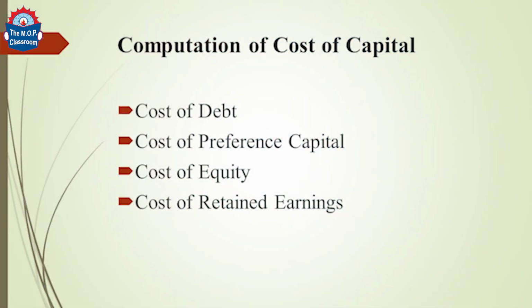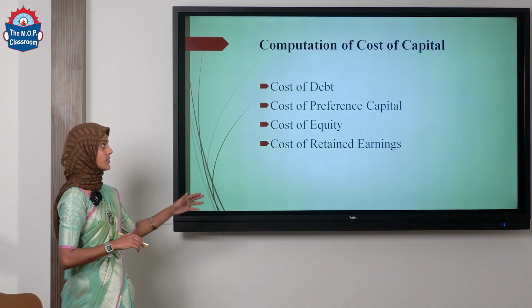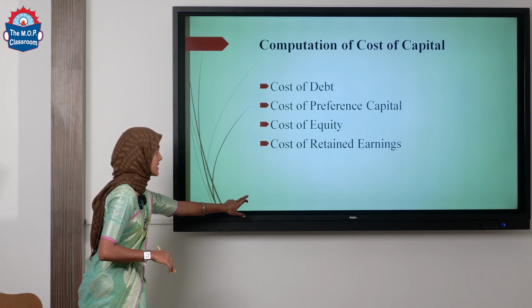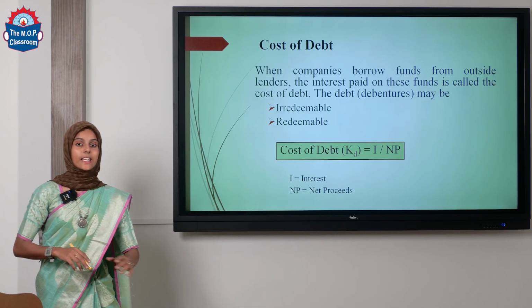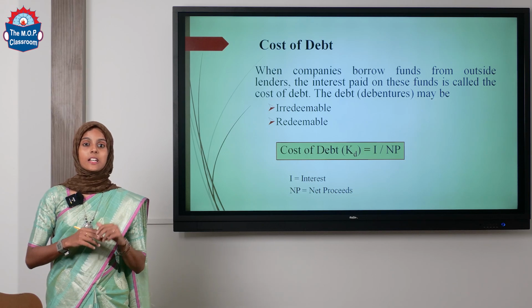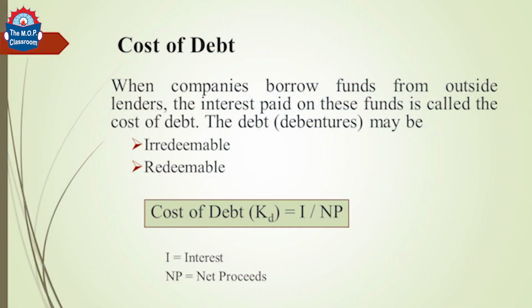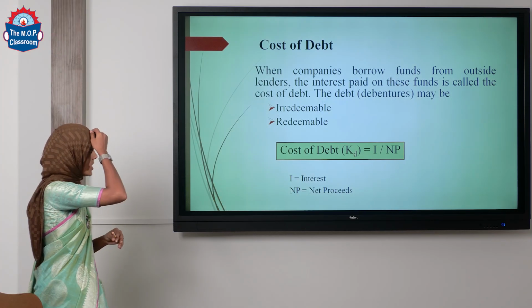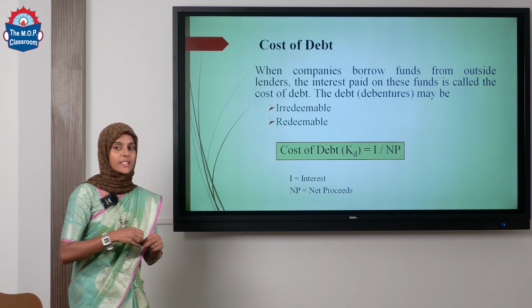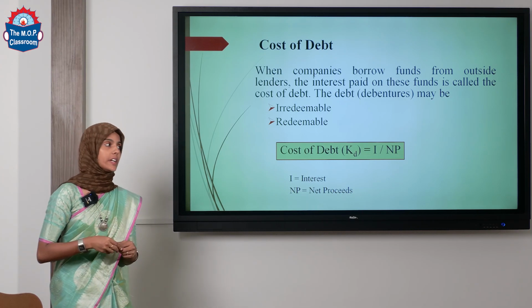So, we are going to look into problems on computation of cost of capital. The first is cost of debt, cost of preference capital, cost of equity and cost of retained earnings. So, cost of debt. A debenture is a loan borrowed by the company. In return, the lender of the debenture money will get interest. It can be monthly, annually or quarterly interest. So, debentures can be of two types. It can be irredeemable debentures or redeemable debentures.